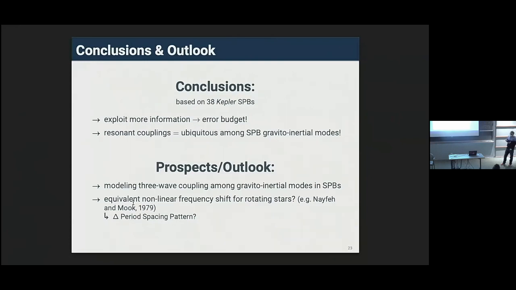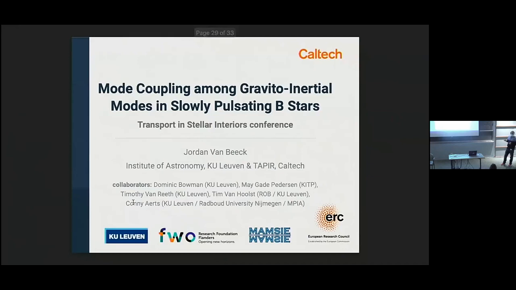However, if there is a nonlinear frequency shift that we're not taking into account, this could also have an effect on our period spacing patterns, which we use to probe the internal rotation, the internal magnetic fields, the internal mixing. So I think this is a really important point that we need to try to solve. And I will leave it at that.